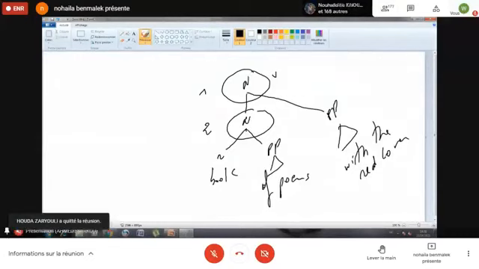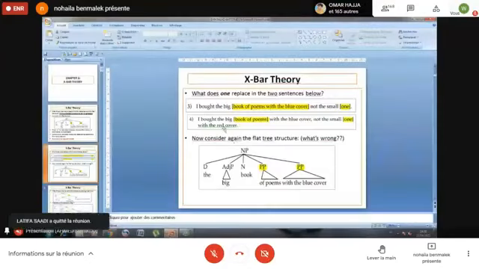Fine, now we solve the problem. Since only book of poems with the red cover can be replaced by one, we need the node that targets this group of words, which is node N1, let's say N1, and this is N2. So look at the second example. I bought the big book of poems with the blue cover.